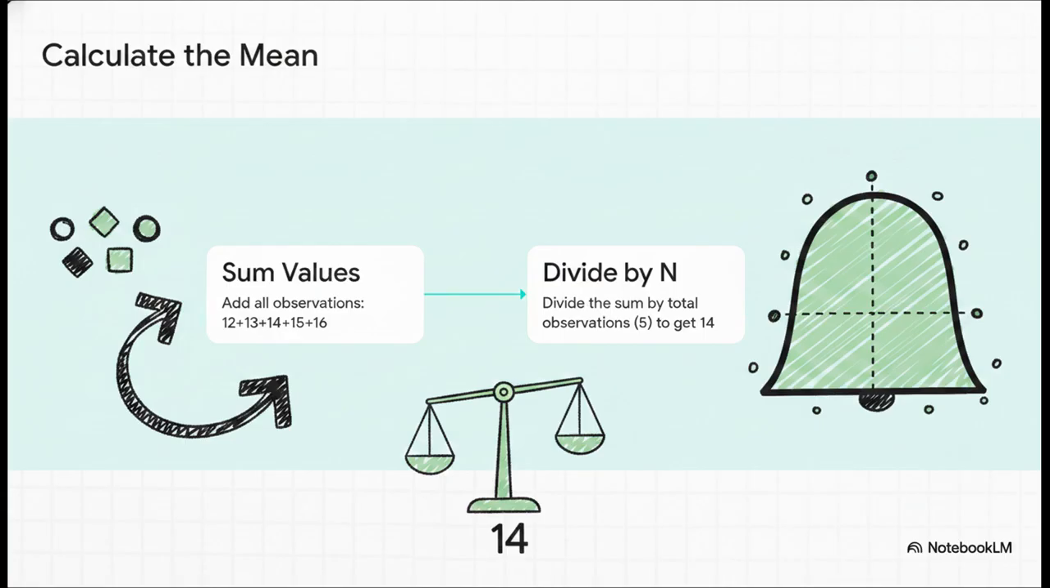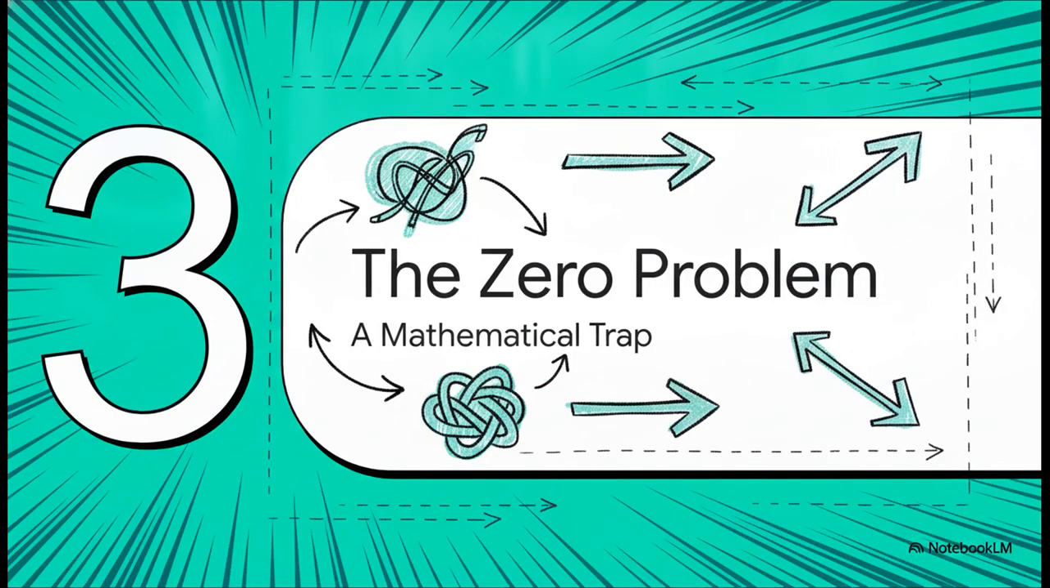This step is absolutely vital because standard deviation is, at its core, simply a measure of how far our observations deviate from this exact center point of 14. Section 3. The zero problem. This is a classic mathematical trap.